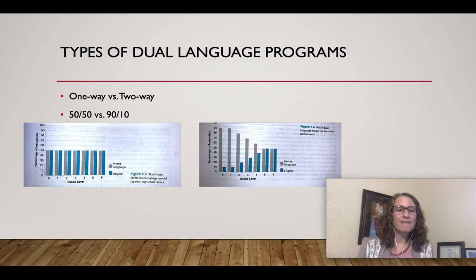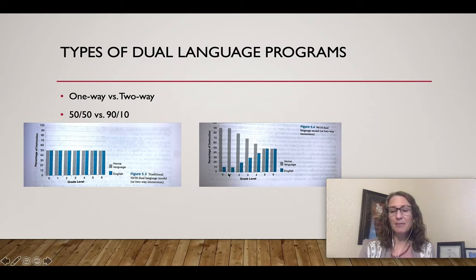Now, when we talk about a 50-50 versus a 90-10 model, these come from your book. Sorry that they're not very great pictures that I took with my cell phone, but this is what it looks like in your book. And so what a 50-50 model is, is that you start in the program having about half of your instructional day be in the home language and about half of it be in English, and you continue that way throughout the program.